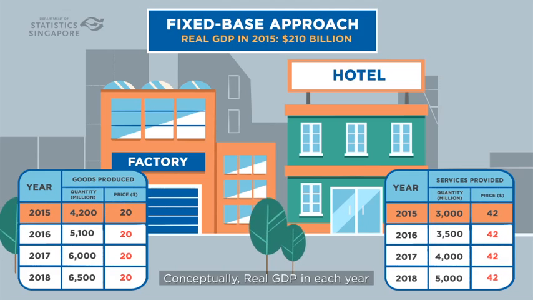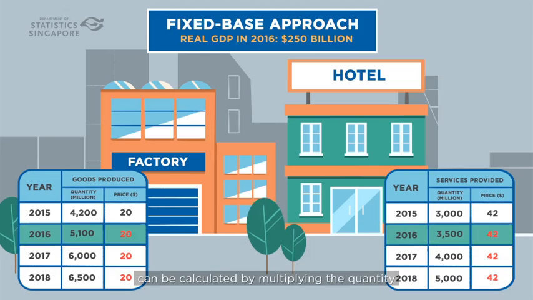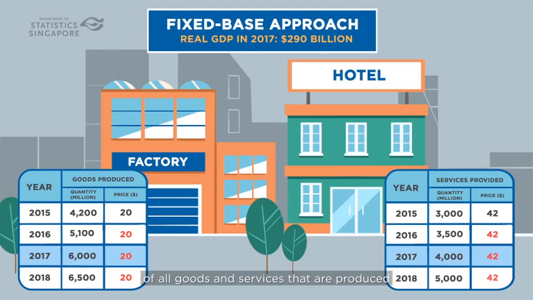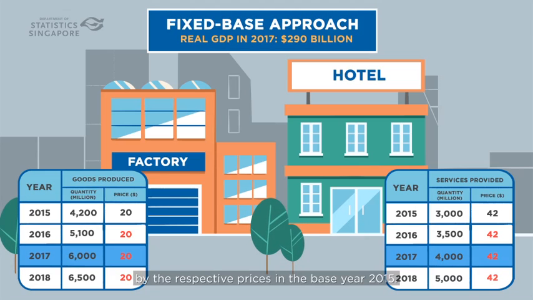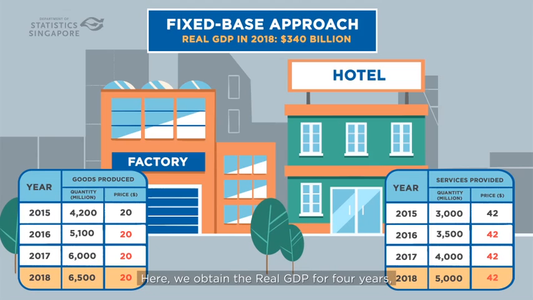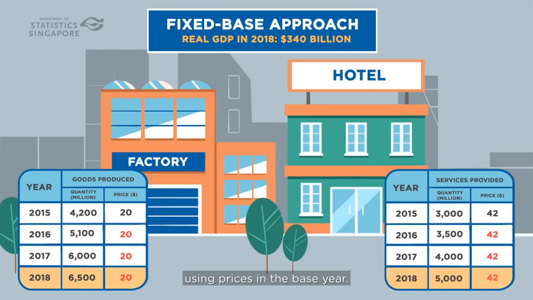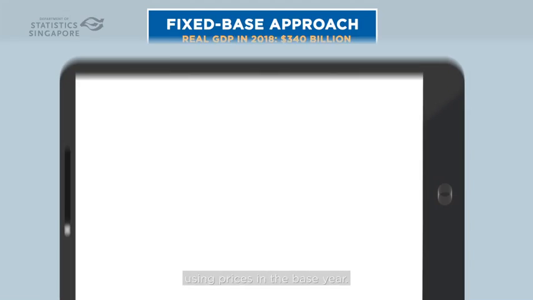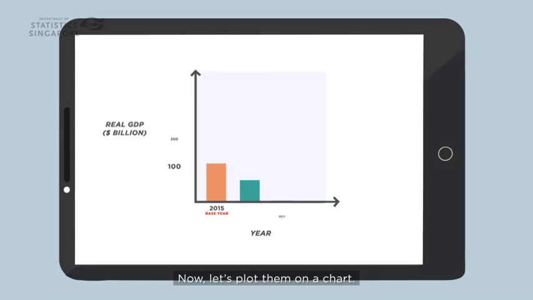Conceptually, real GDP in each year can be calculated by multiplying the quantity of all goods and services that are produced by the respective prices in the base year 2015. Here, we obtain the real GDP for 4 years, using prices in the base year. Now, let's plot them on a chart.